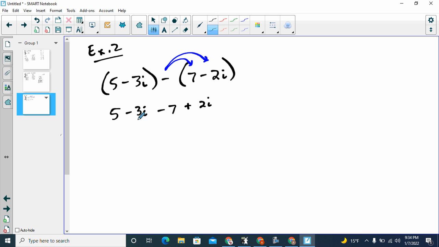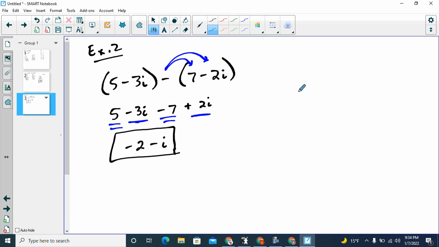And now all I need to do is combine up my like terms. 5 and negative 7 are like terms. I can combine those two. Those make negative 2. And then negative 3i plus 2i gives me minus 1i. So we can subtract. If that's a plus sign, you just distribute your plus.